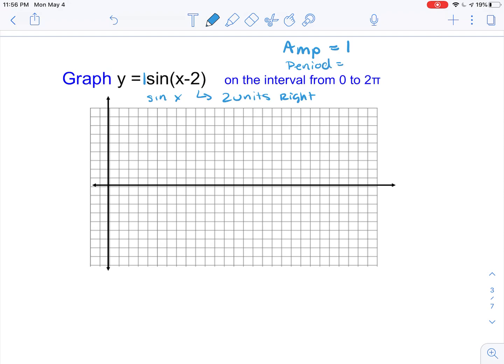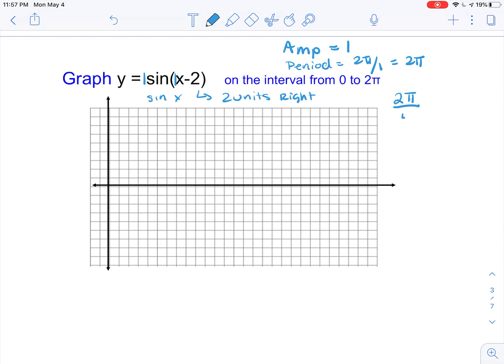Well, we start with our amplitude, which is equal to 1, because that's the number in front, and our period, which is equal to 2 pi divided by the frequency, which in this case is 1. So it will be 2 pi.